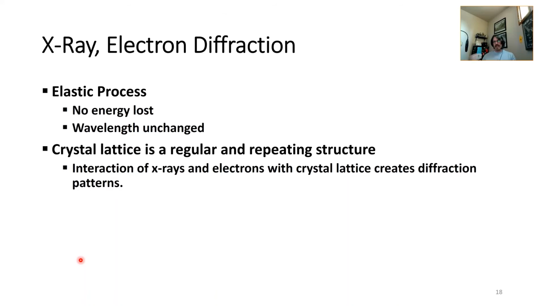One thing to think about with X-ray diffraction, and we're going to see some of this again when we talk about electron diffraction, is that it's pretty much the same thing, both relying on the wave-particle duality of the photon and electron. They're elastic processes, so no energy is lost and the wavelength is unchanged. The crystal lattice is a regular, repeating structure, and so the interaction of X-rays and electrons with this structure creates diffraction patterns, and we saw that at the beginning of lecture 2 with those spots.